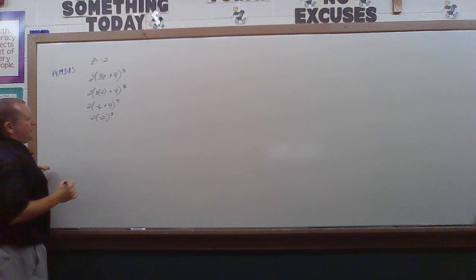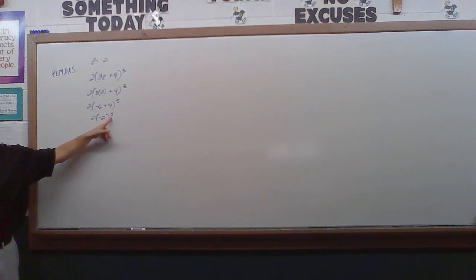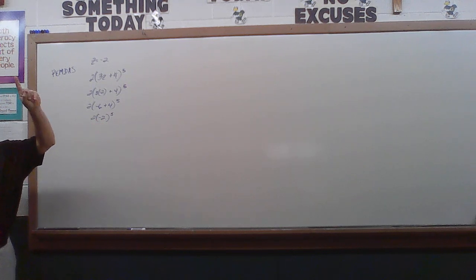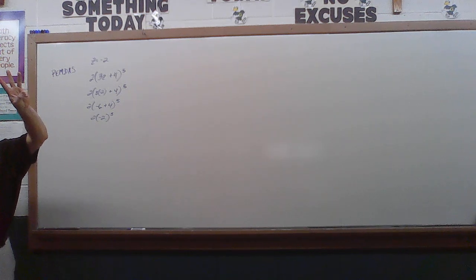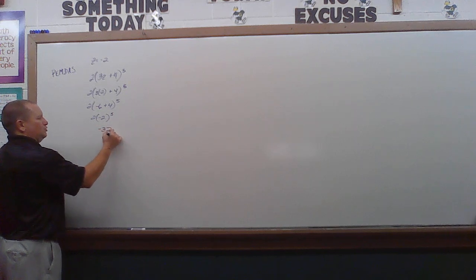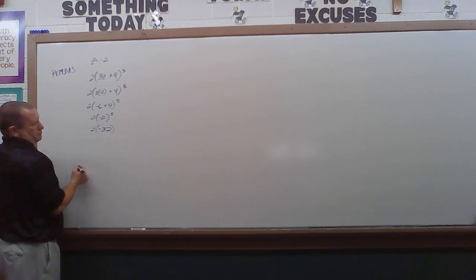-2. Now, we have multiplication and we have an exponent. So what do we got to do first? Exponent. So what's -2 to the 5th power? -2 times -2 is 4. Times -2 is -8. Times -2 is positive 16. Times -2 is -32. Then -32 times 2.